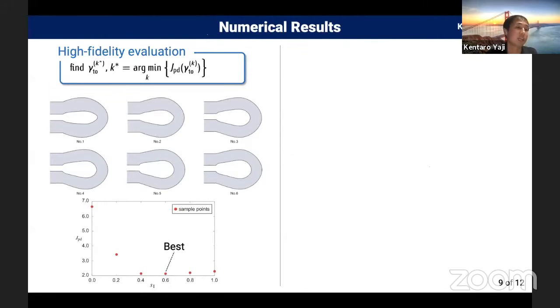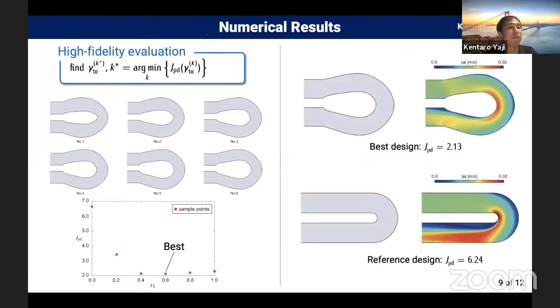These are the design candidates generated by solving a low fidelity optimization problem. Through the high fidelity evaluation, we could find the best candidate here. Of course, the performance of the best candidate is important for determining whether it is a satisfactory one or not. Therefore, we compare it with the simple reference design. As shown in these results, the best design has a good performance compared with the reference one, at least.